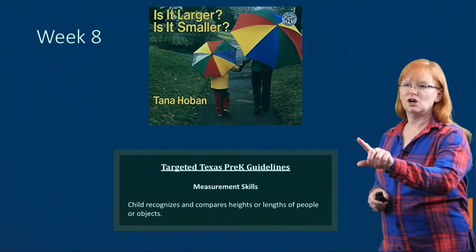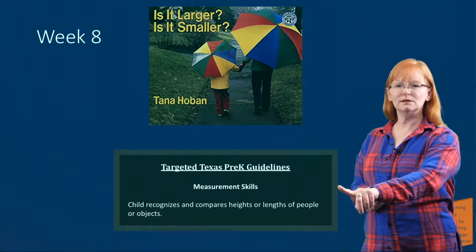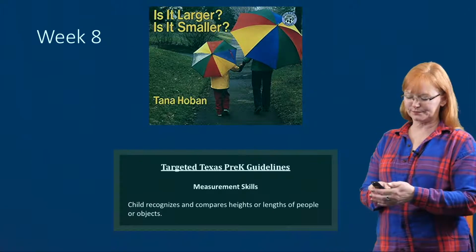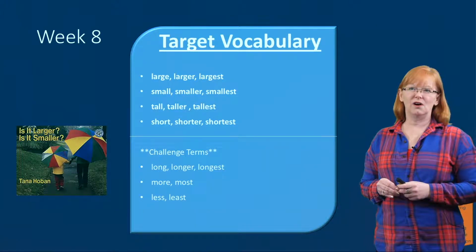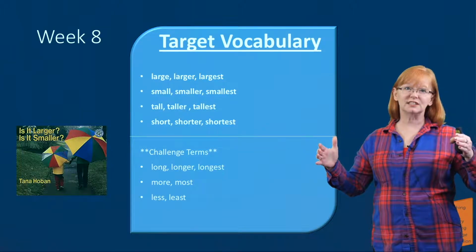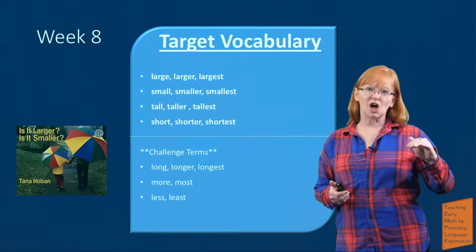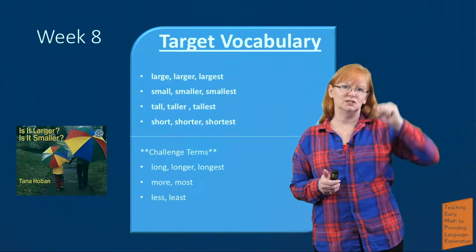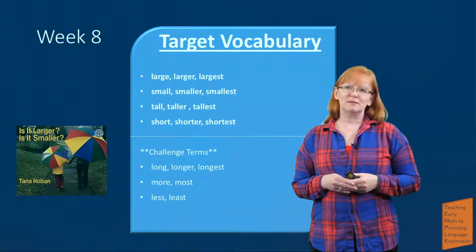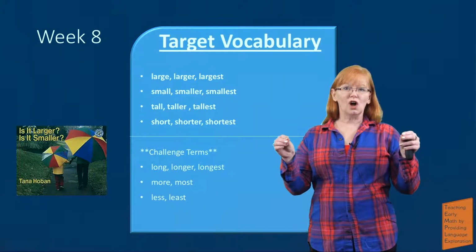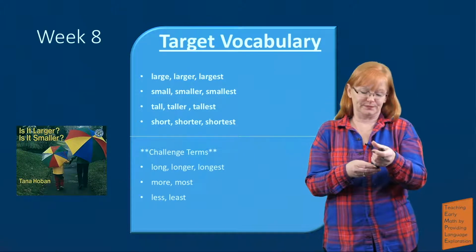This book targets measurement skills where the child recognizes and compares heights or lengths of people or objects. Target vocabulary for this week are words like large, larger, largest, small, smaller, smallest, tall, taller, tallest, short, shorter, shortest. Challenge terms could be things like long, longer, longest, more, most, less, least.